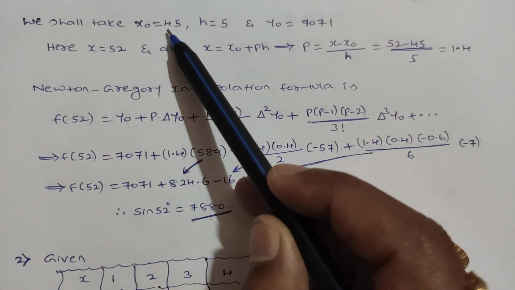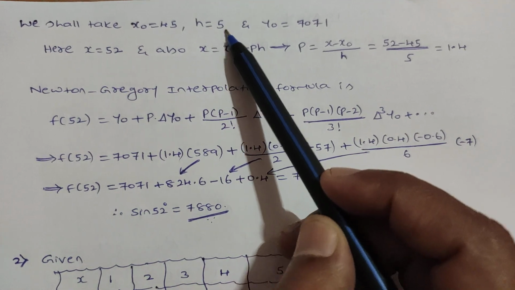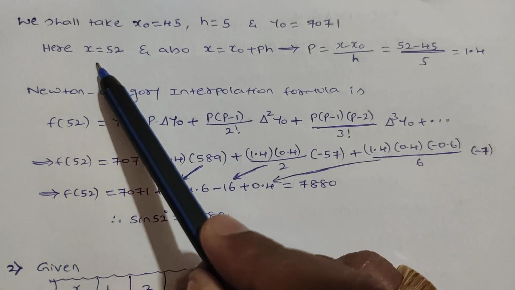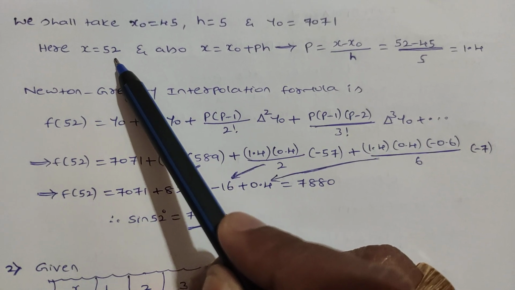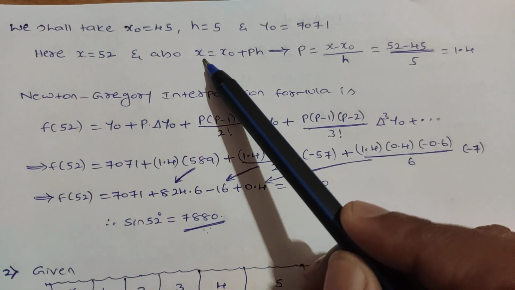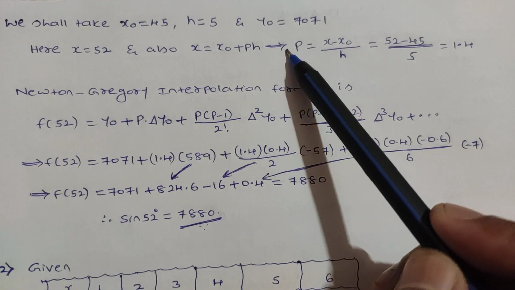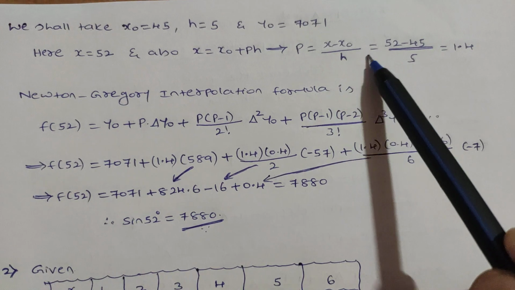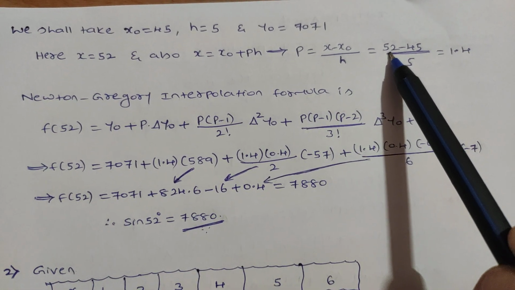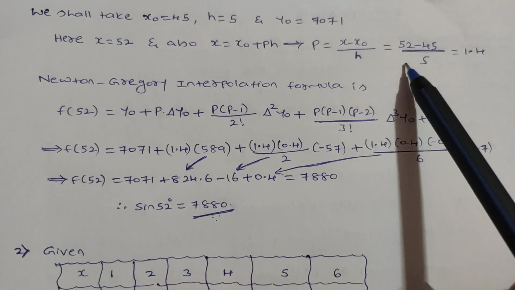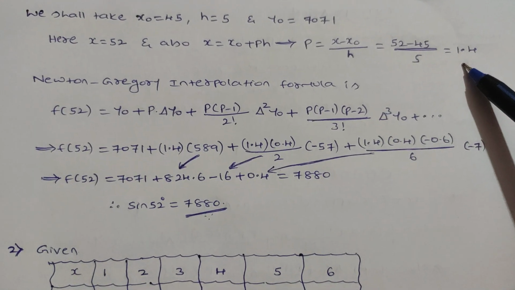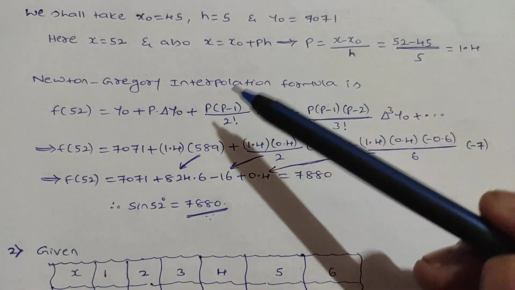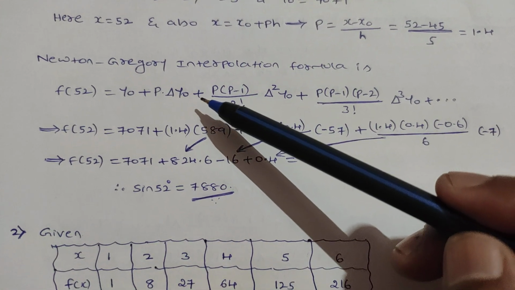So we shall take x naught as 45, h as 5, y naught as 7071. Here for the value x equal to 52 we require to determine. Also we know that x can be written as x naught plus ph, which implies the p value. Always remember that the p value will be x minus x naught divided by h. Substitute the determining value 52 minus initial value 45, divided by 5. We observe that the p value will be 1.4. Now substituting x naught, h, y naught and the p value in the Newton-Gregory interpolation formula.